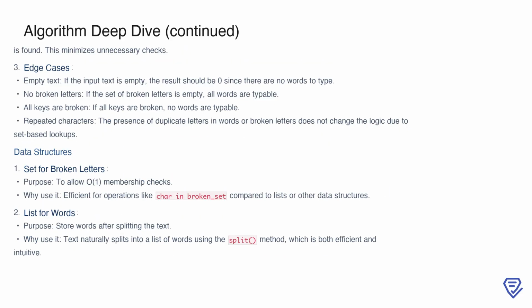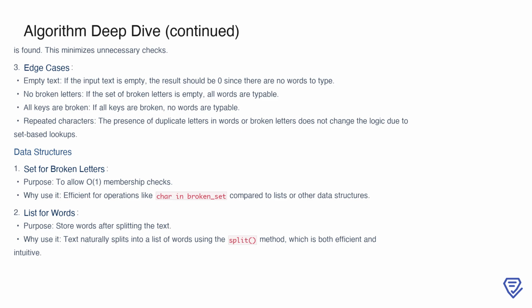By using a set to store broken letters, we ensure that membership checks, such as determining if a character belongs to the broken set, are performed in O(1) time on average. Additionally, the use of the any function allows for early termination when checking a word. As soon as a broken character is found, the function stops further evaluation, saving unnecessary computation.